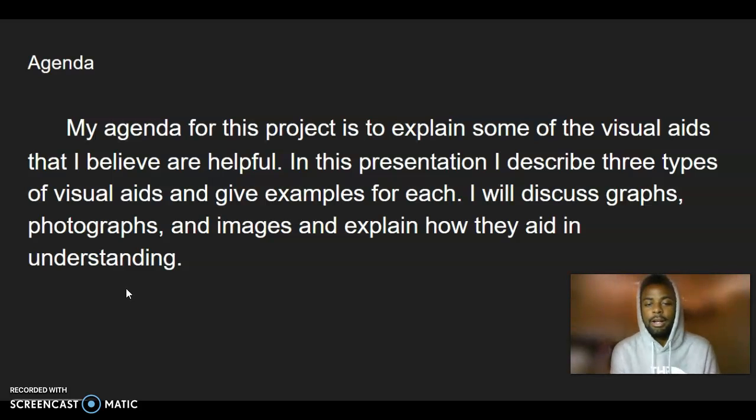My agenda for this project is to explain some of the visual aids that I believe are helpful. In this presentation, I'll describe 3 types of visual aids and give examples for each. I will discuss graphs, photographs, and images and explain how they will aid you in understanding and hopefully helping you in your next presentation.